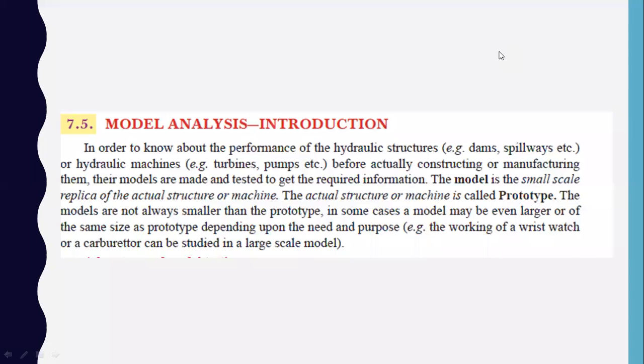Welcome to this class. So today we start with the model analysis in fluid mechanics. In order to know about the performance of the hydraulic structures, for example dams, spillways, etc., or hydraulic machines like turbines, pumps, etc., before actually constructing or manufacturing them, their models are made and tested to get the required information. So before constructing these big structures, we have to manufacture their models and test them to get the required information.